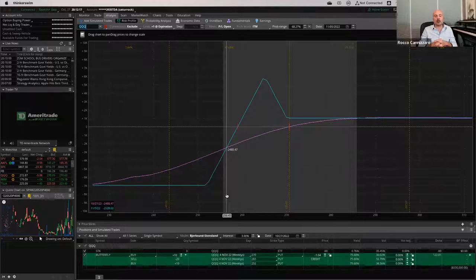Just basically look at the deltas and put the right ratio. And just remember that delta is not static, so you may have to adjust it as things move around. Because with stock the delta is fixed, but with options the delta is moving. And with that, I'm done. So I don't know if there's any question.